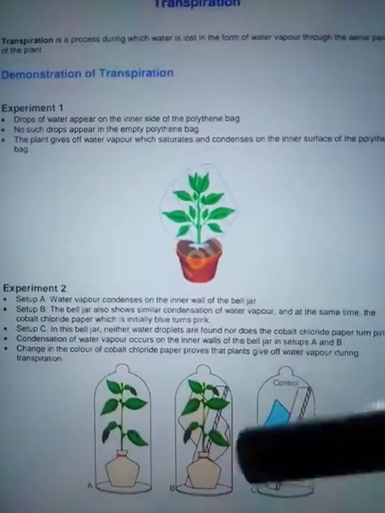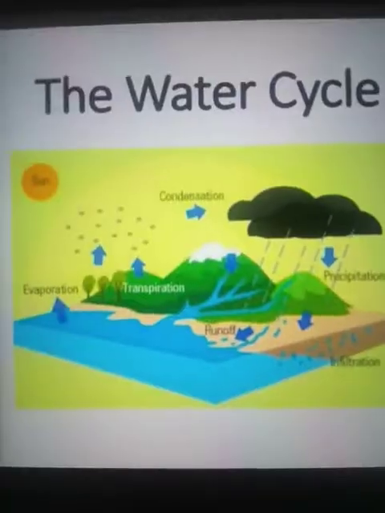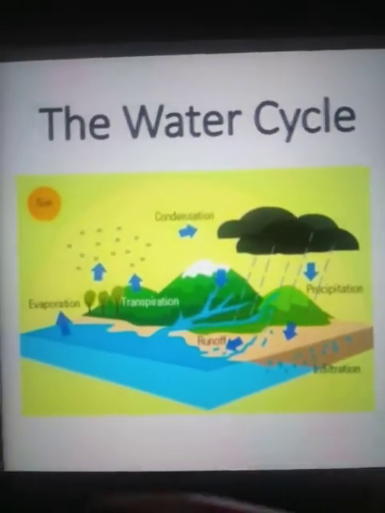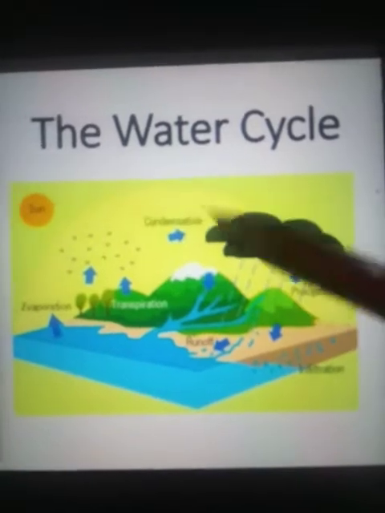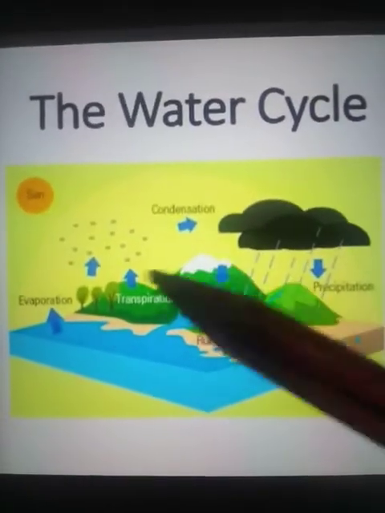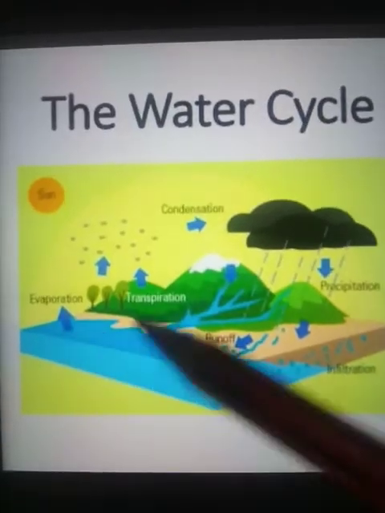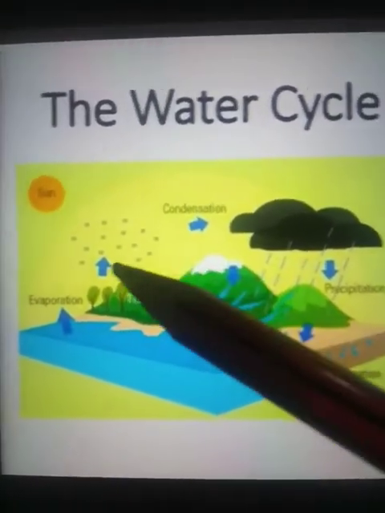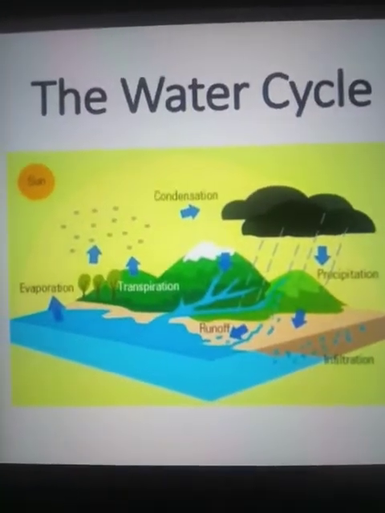You can read from your book for your further reference. We know that the water cycle occurs in nature, and out of this, a lot of the rain brought about on the surface of the earth is due to transpiration. Others are evaporation, condensation, and so on. So transpiration is also giving a major part of the water in the form of water vapor to the water cycle.